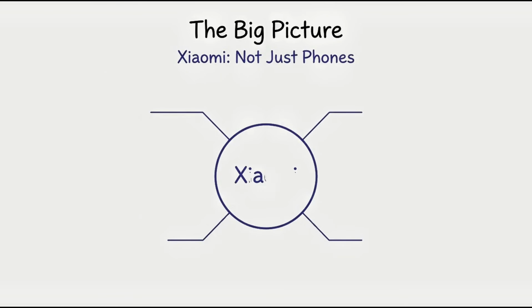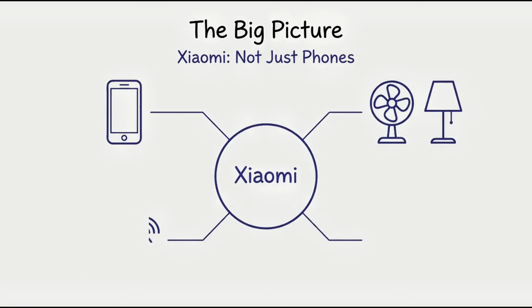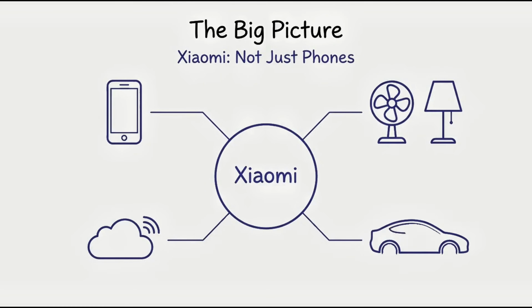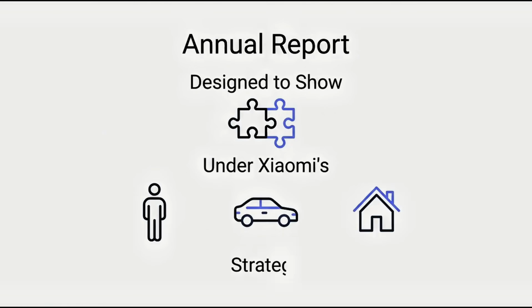Start with the big picture. Xiaomi is no longer just a smartphone company. It runs a 4-part ecosystem: smartphones, IoT and home appliances, internet services, and smart electric vehicles. The annual report is designed to show how these pieces fit together under Xiaomi's human, car, home strategy.